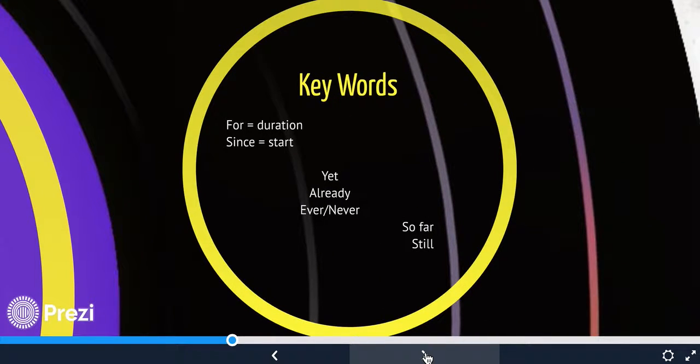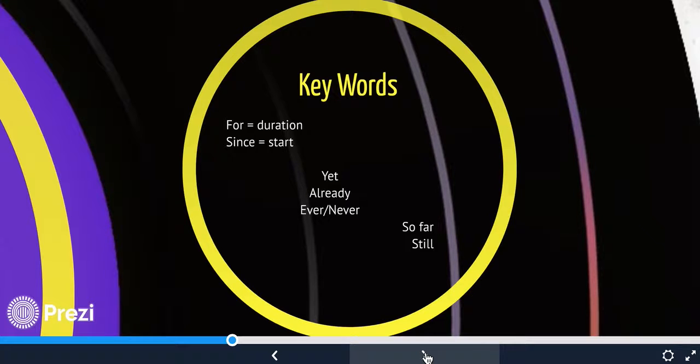There are key words in every verb tense. Like, for example, in present progressive, I am studying right now. Right now is a key word for present progressive. Or I visit my gram during vacations every year. Every year shows repetition. So there are key words in every verb tense.